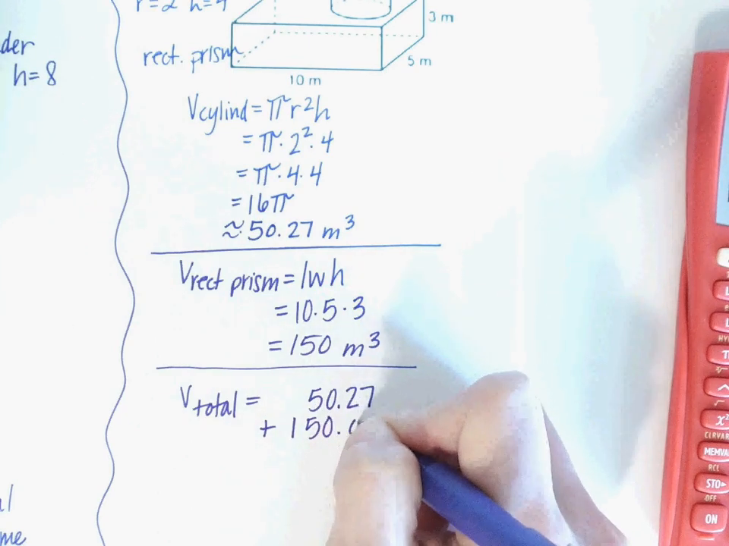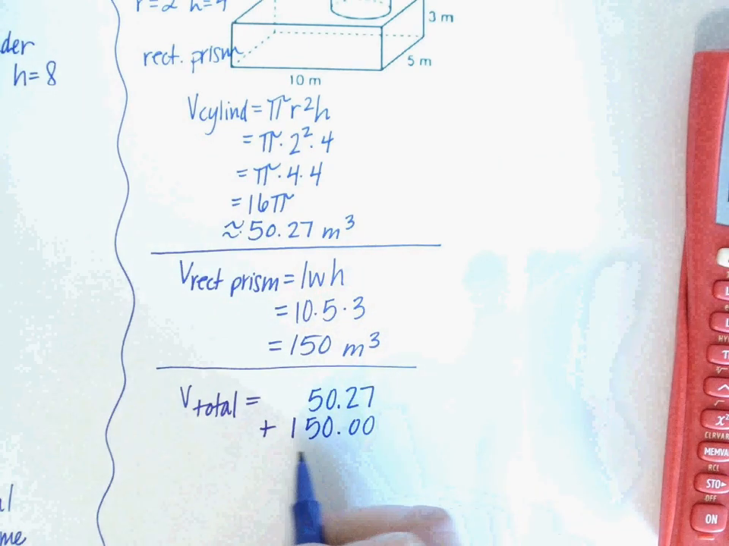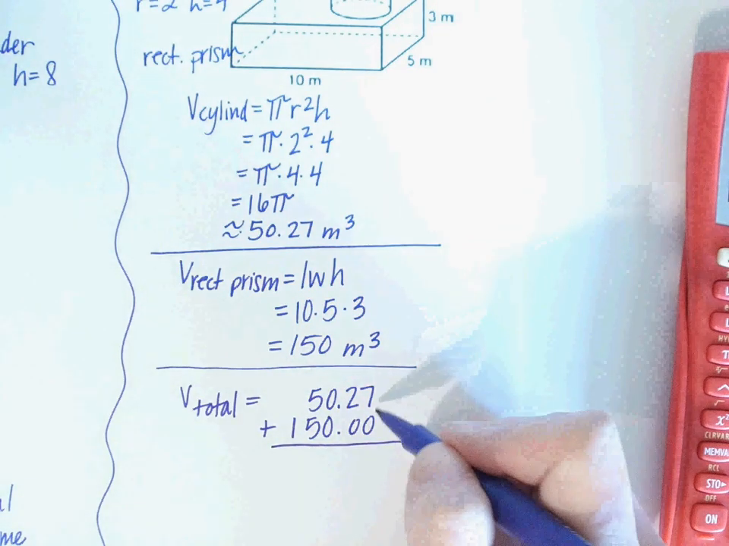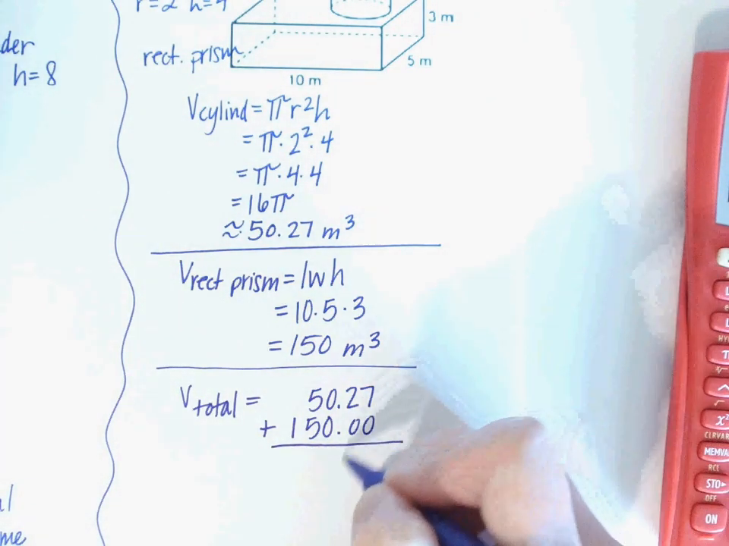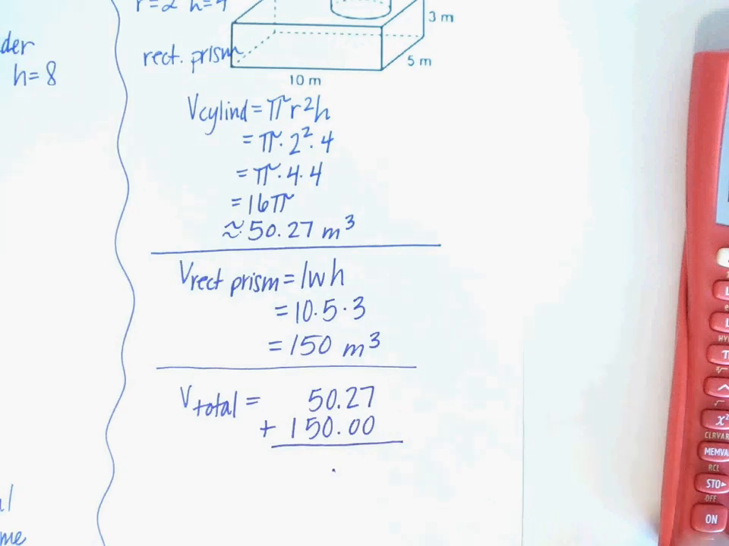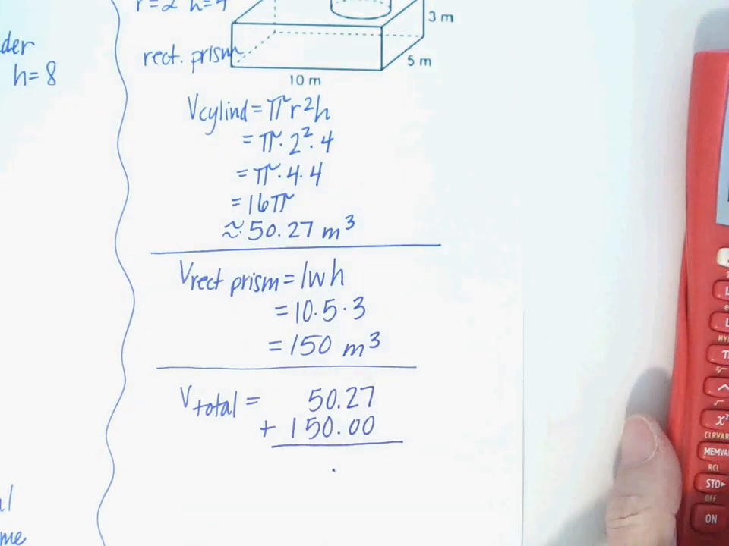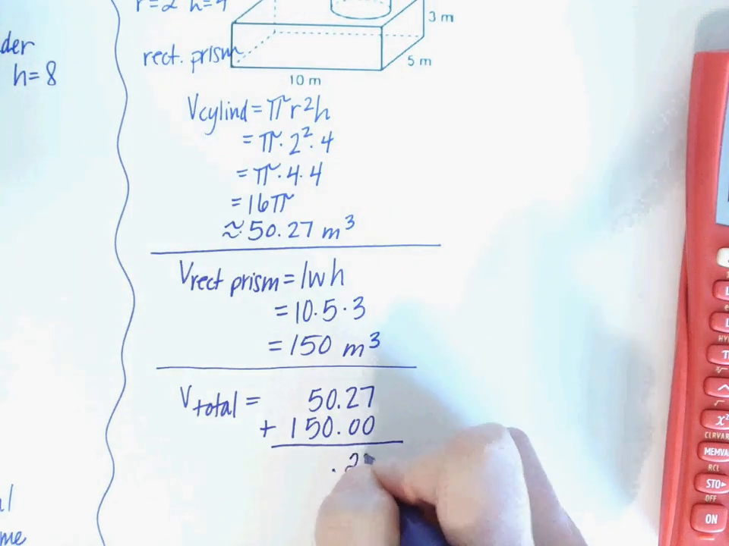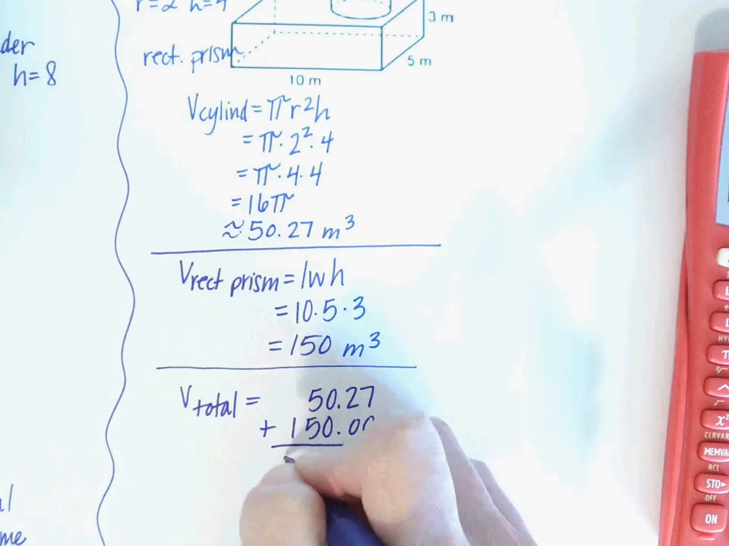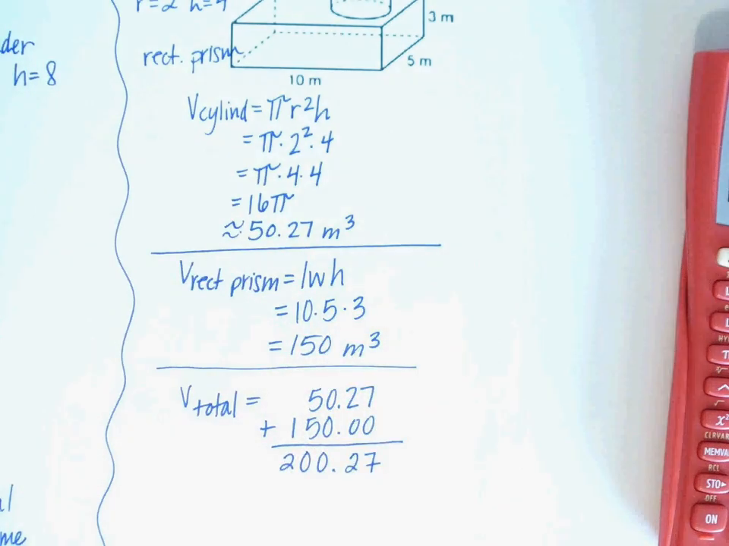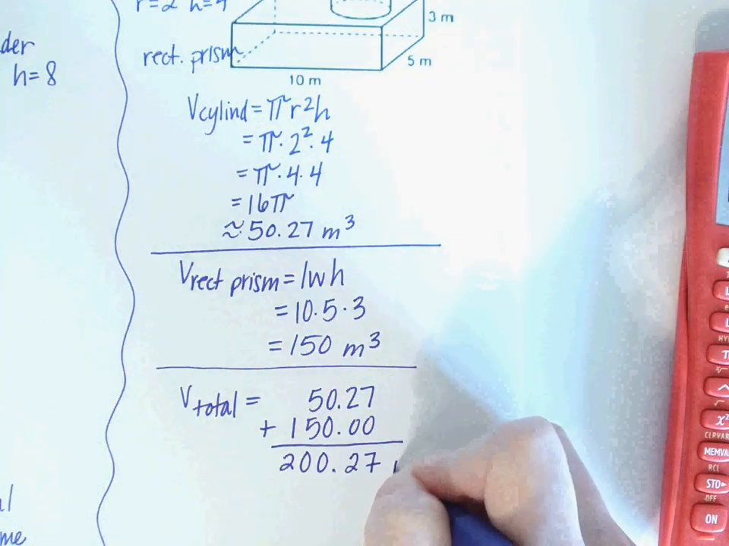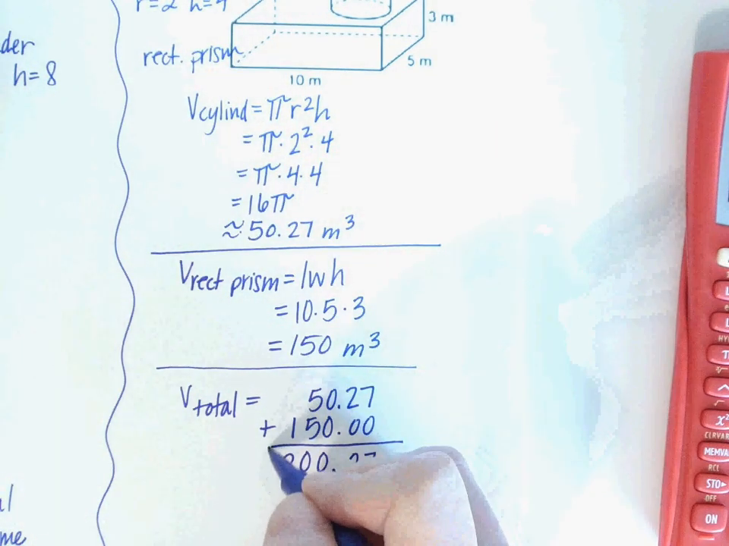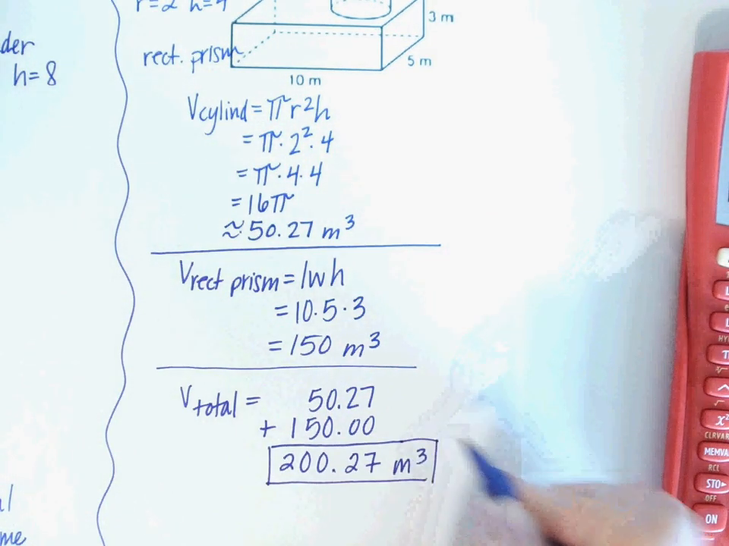150, and I'm going to put 2 zeros after that with the decimal point just to maintain place value. Okay, so I can even drop my decimal point down now if I wanted. So when I add this together, 27 hundredths, so 200 and 27 hundredths, 200.27 meters cubed. And this is my total.